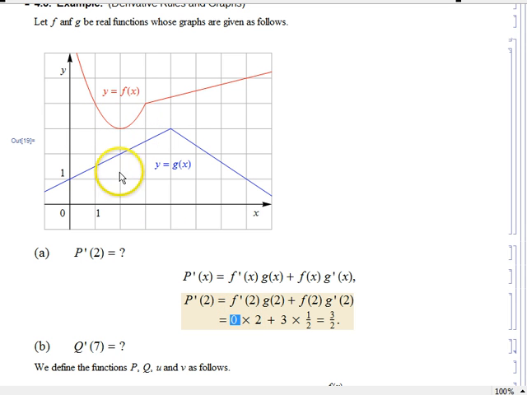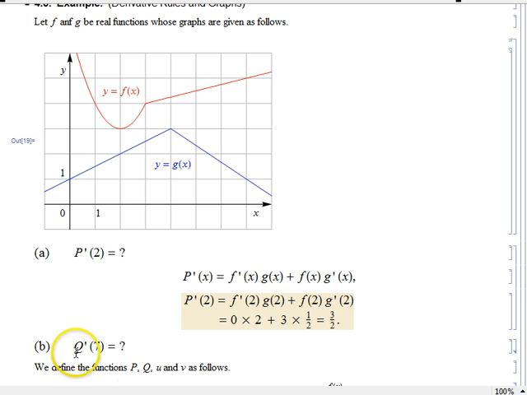g of 2 is easy, that's the y coordinate, which is 2. f of 2 is easy, that's 3, the y coordinate. And then g prime of 2, the slope of the tangent line, or the slope of this line segment itself, is 1/2. So we get this computation, and with the calculator I get 3/2.